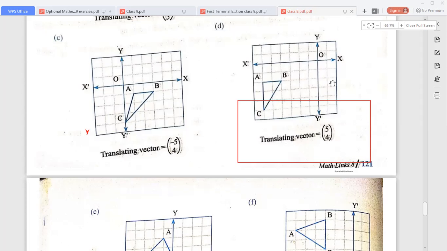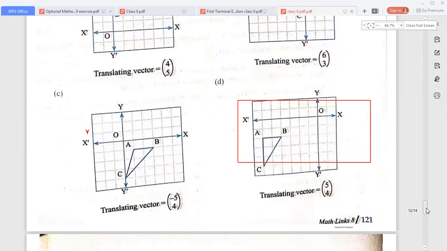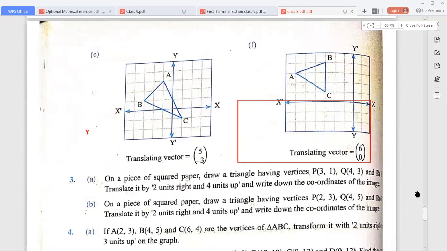Thanks for understanding. Okay, I hope you all understand this question number 2, and you can all easily solve these questions. These are very related questions. Question number 2, all questions are homework. And here is the next translation. Okay, let's discuss a little bit about this translation vector. Here, this translation vector is (6, 0).